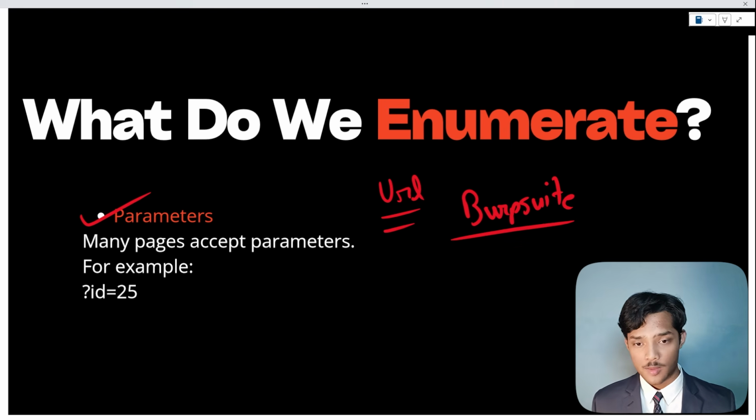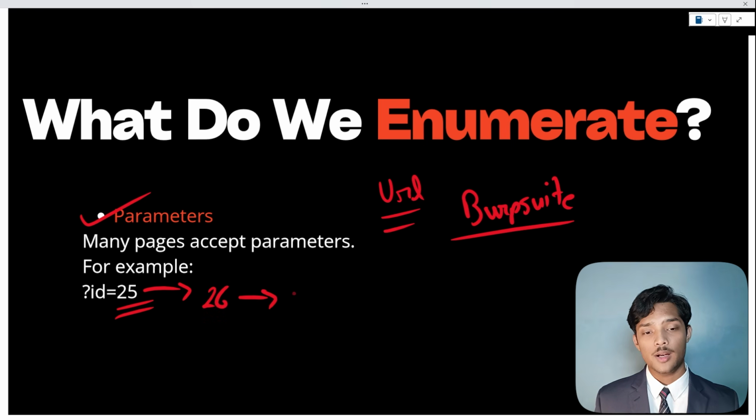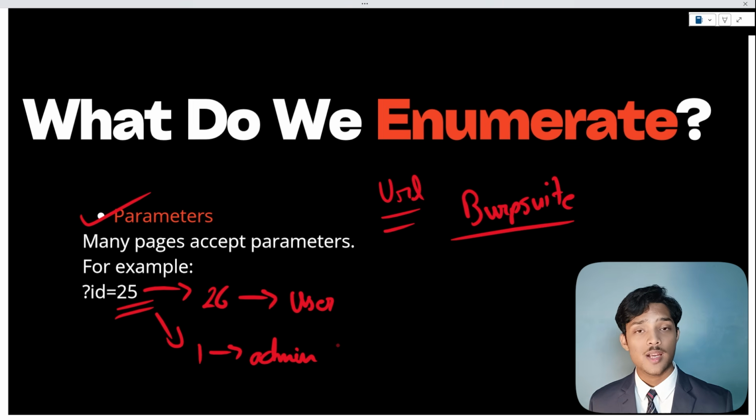And what you have to change: you see this value 25, just try to change it to 26. What if you get the data of another user? What if you change it to 1 and you actually get the admin account? Changing parameters can give you access to accounts that you might not have without credentials. So this is a very good attack surface you have to look for.